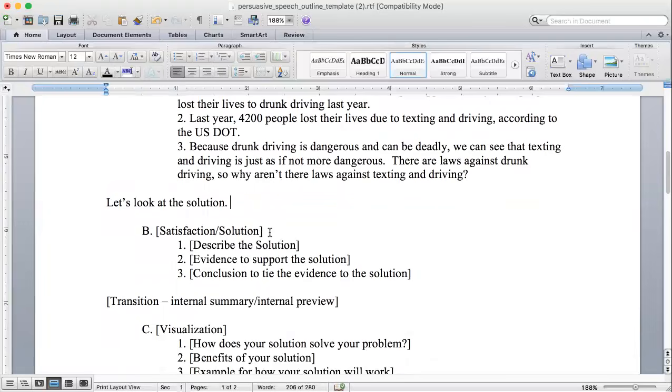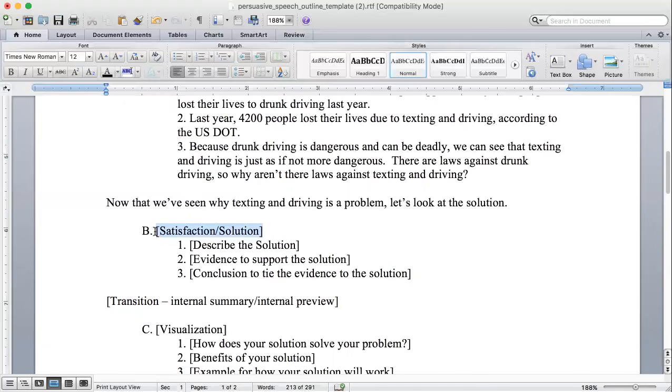So now we're moving into our satisfaction and solution. Ideally, this should be probably more of an internal summary. So now that we've seen why texting and driving is a problem, let's look at the solution. Another thing that I see here, a lot of students will say something like, now that we've seen there's a problem, luckily I have a solution to help with this. And that sometimes helps to make that connection as well. So let's talk about the solution.